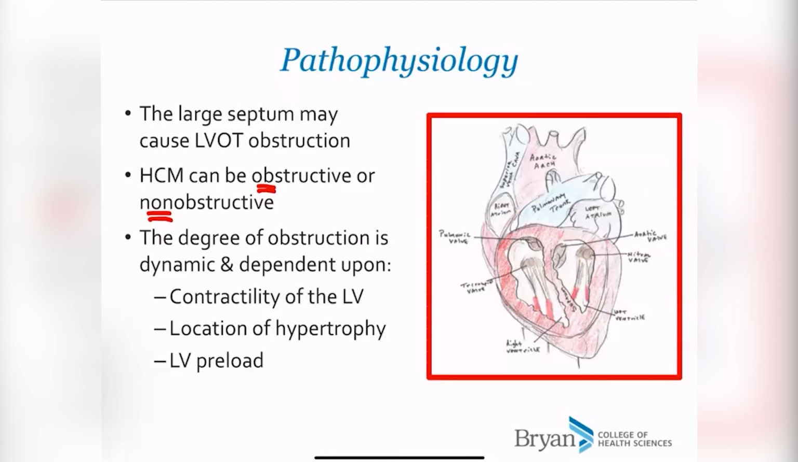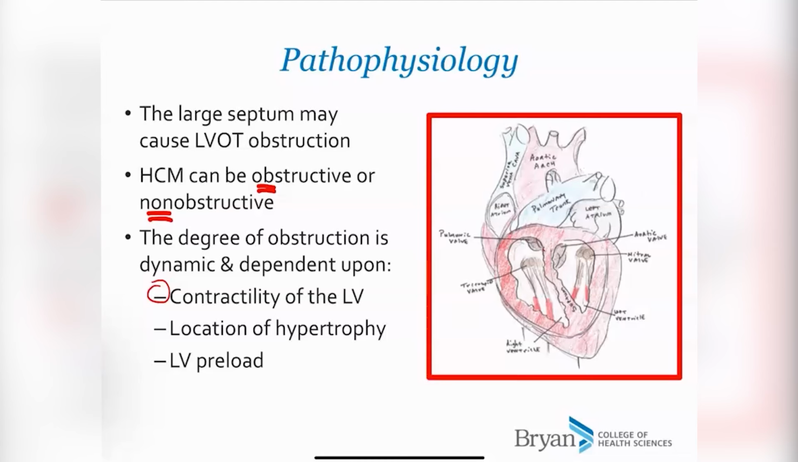And sometimes that obstructive component is dynamic, meaning that depending on different conditions of the myocardium, it can increase the amount of obstruction that it has. One of those events is basically any increase in contractility of the left ventricle. So think about an individual where you have an epinephrine drip produced. That's going to increase contractility.